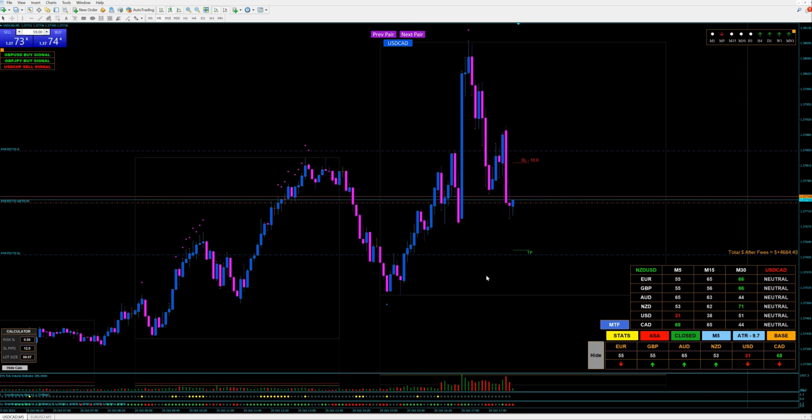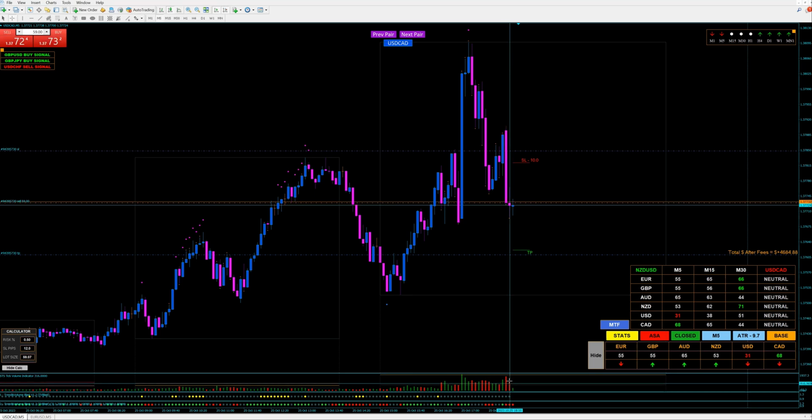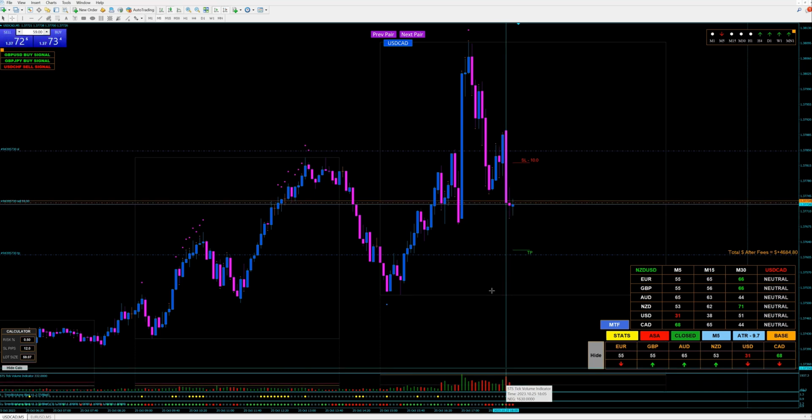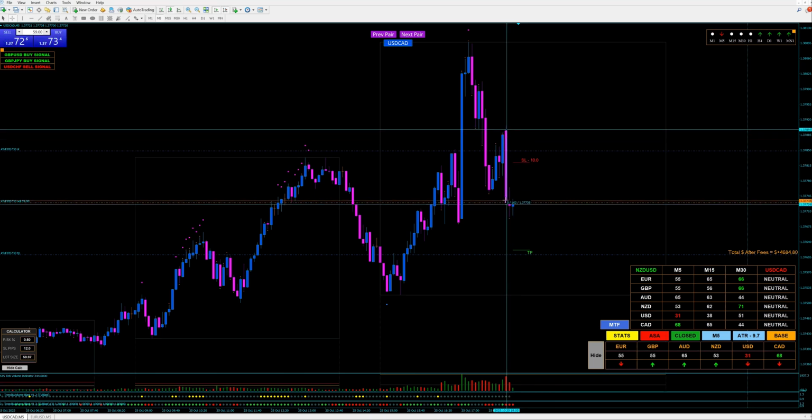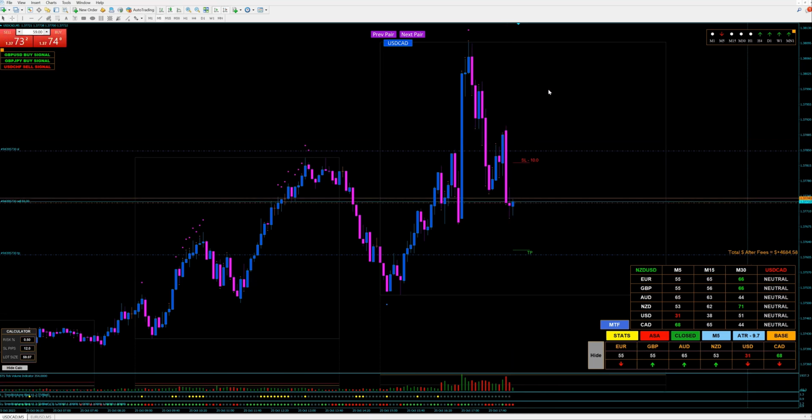So it is getting a little later in the day. I assume volume is going to start dropping off pretty soon. It's 11:15 Eastern Standard Time. Here's our volume right here, right? And we got a nice big burst of volume right here just earlier. So we had CAD news today, which came out as expected.